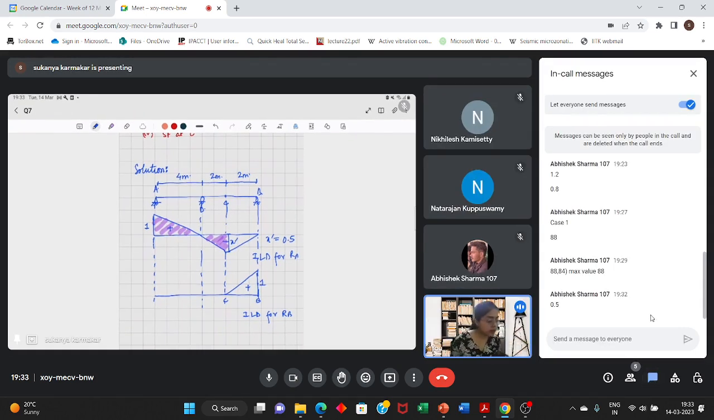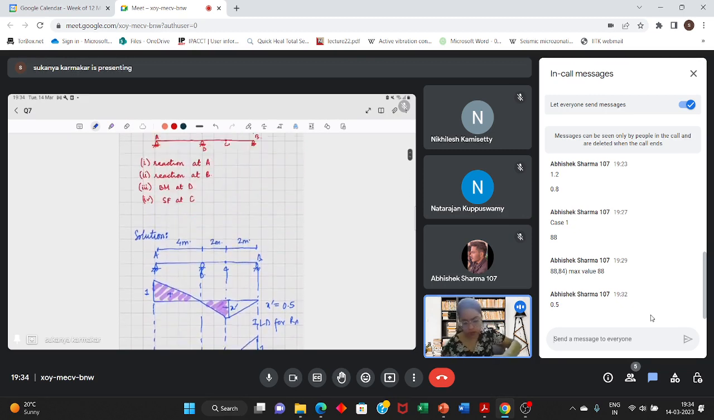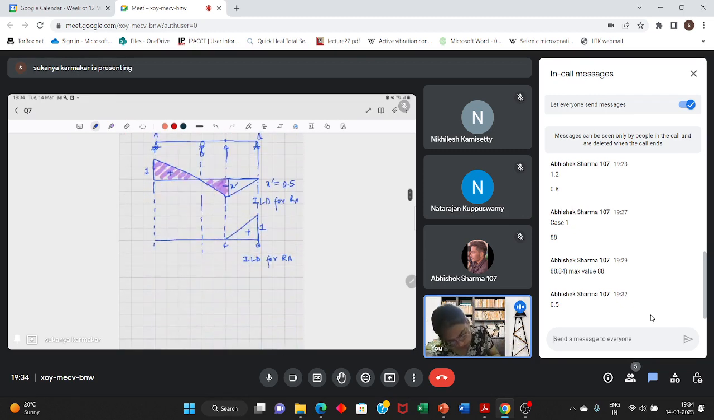Okay. Next, we'll have to draw the ILD for bending moment at D. We have already drawn this earlier in one of the questions. It's the same beam. So for the sake of completion, I'll write it here.